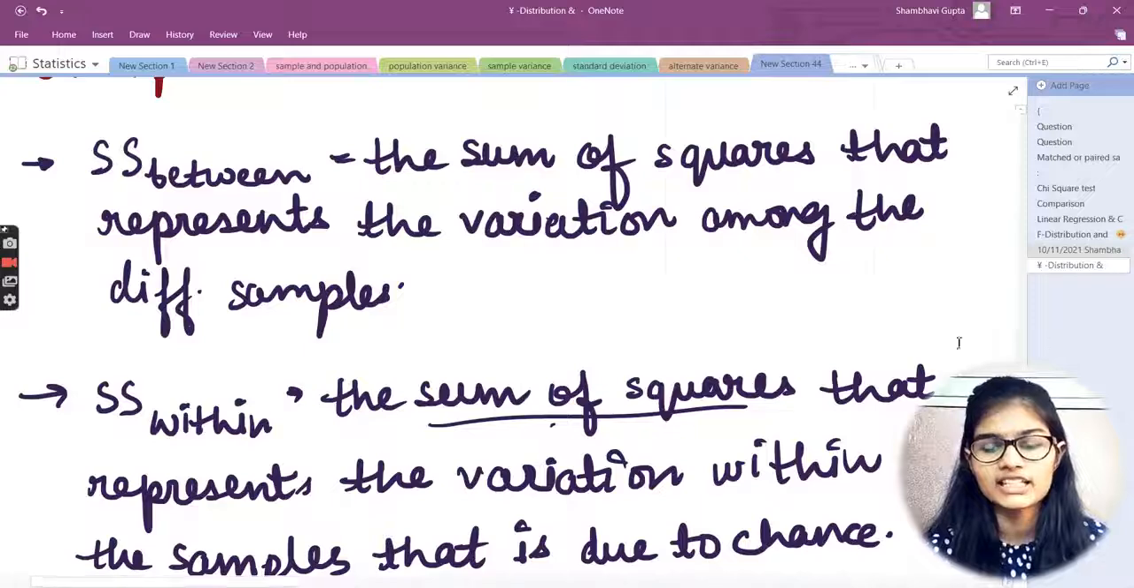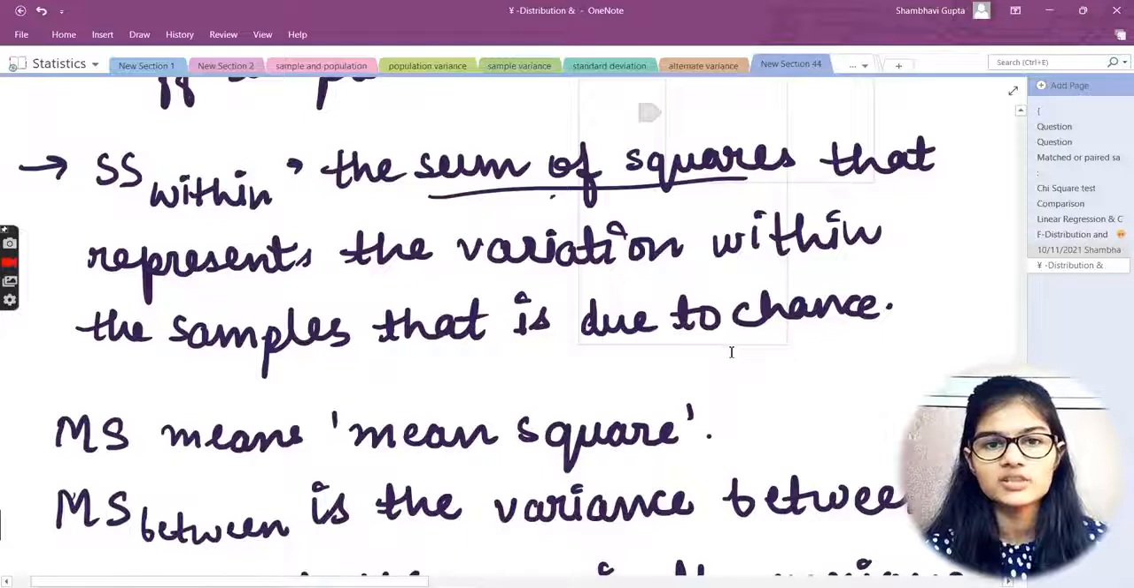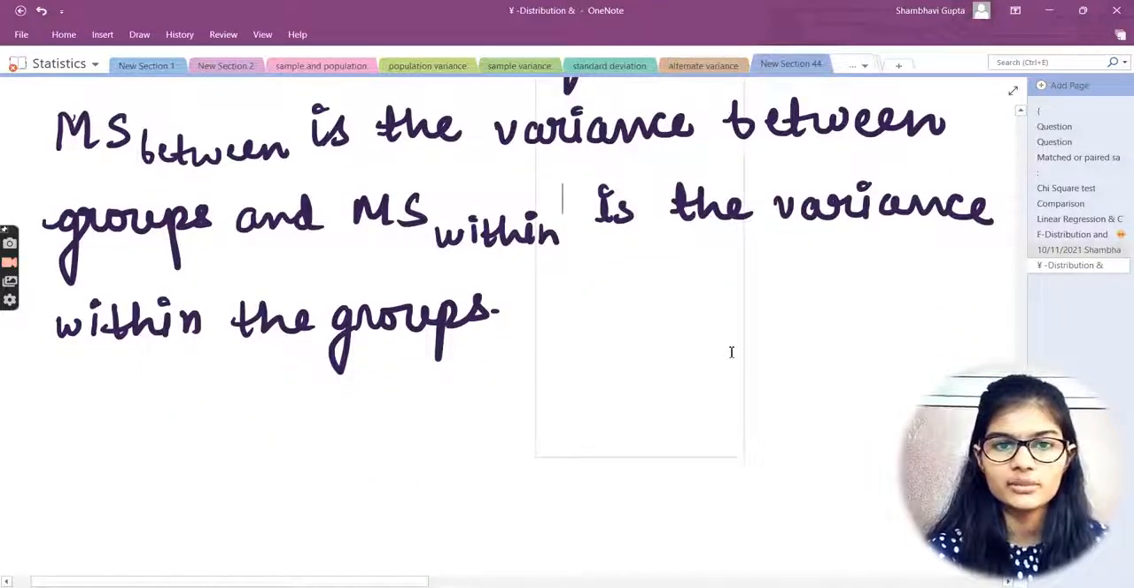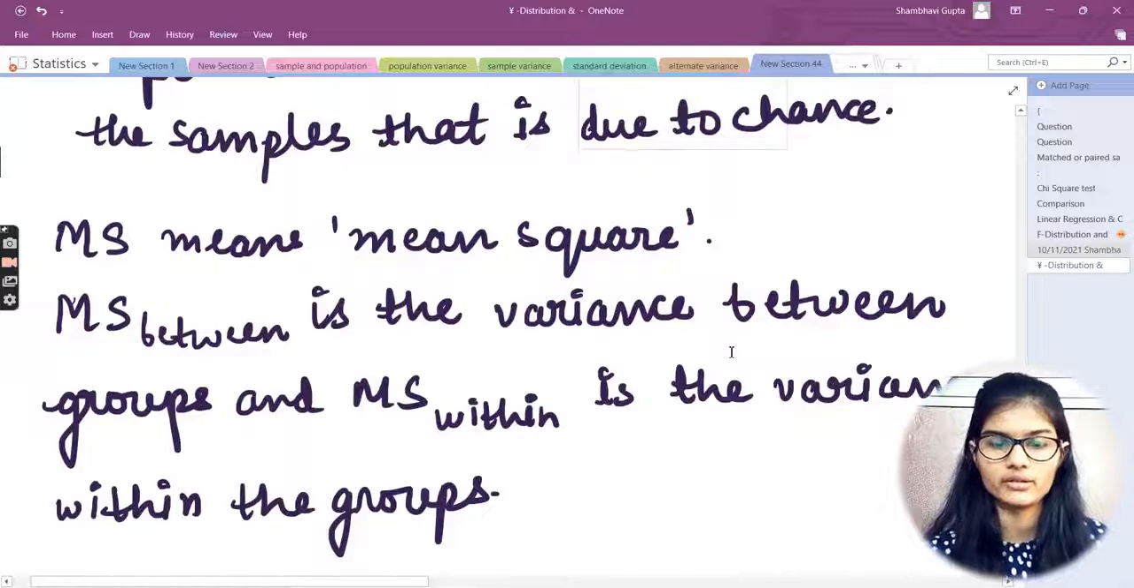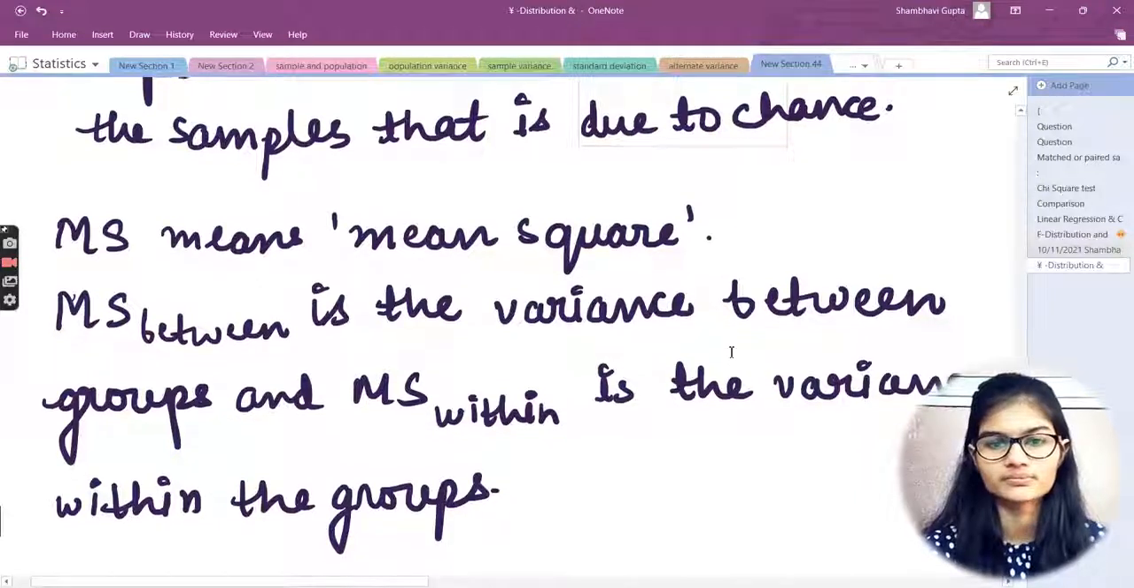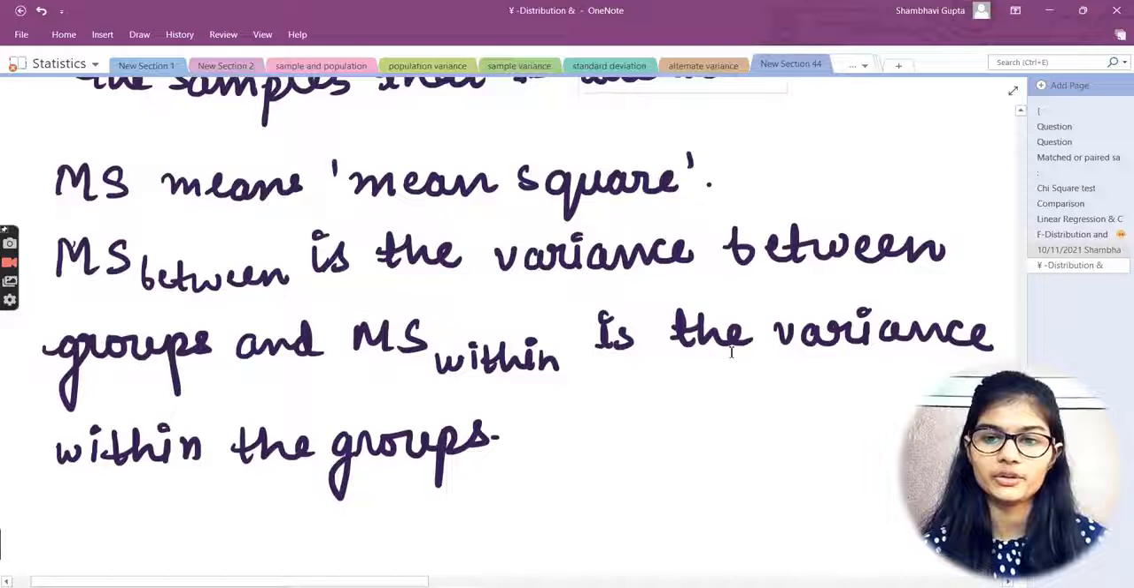What about the within? SS within is the sum of squares that represents the variation within the samples, and that is due to chance. What is the meaning of MS right here? MS means the mean square. So MS between is the variance between groups, and MS within is the variance within the groups, right?